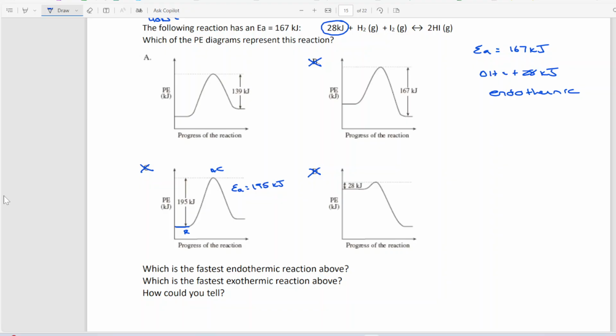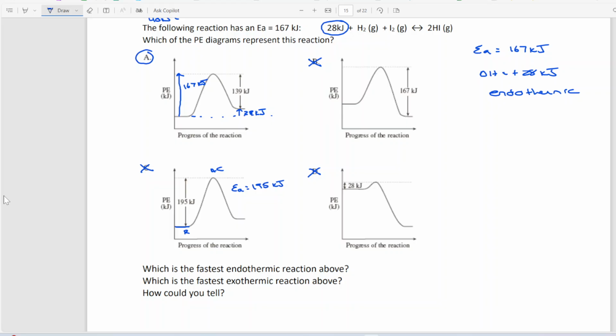Now let's just make sure that A is correct. So first things first, it's endothermic. There would be an absorption of 28 kilojoules of energy. So if I was to look at this one in terms of its activation energy, if there's 28 that's absorbed and the difference between the activated complex and the products is 139, then the activation energy over here is going to be the sum of 139 and 28, which is going to be 167 kilojoules. So I'm for sure picking A as my answer.